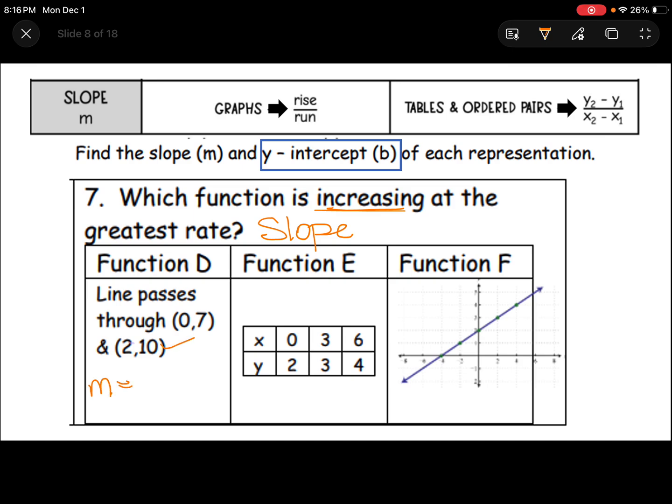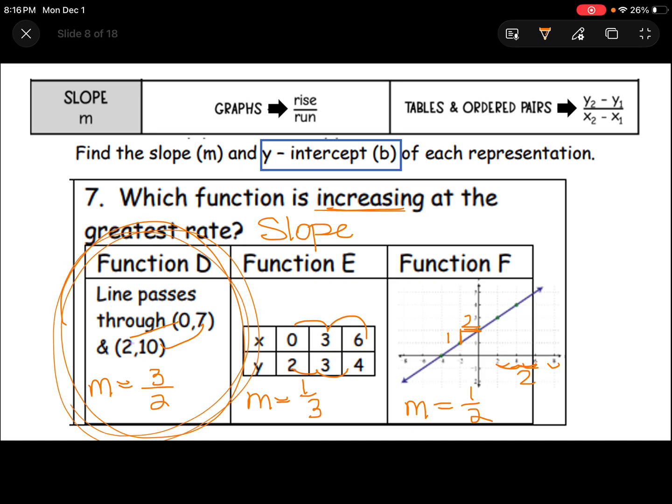So the slope of this one would be 3 over 2. I would do 10 minus 7 and 2 minus 0. The slope of this one would be 1 over 3. And the slope of this one would be up 1 box and over 1 box, but be careful, this is going by 2's. So that would be up 1 and over 2. M has a slope of 1/2. Which function is increasing at the greatest rate? Function D. That concludes the bell work discussion.